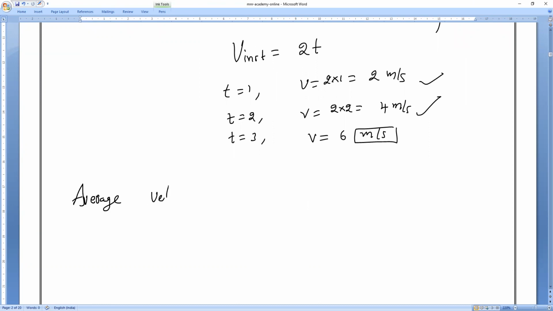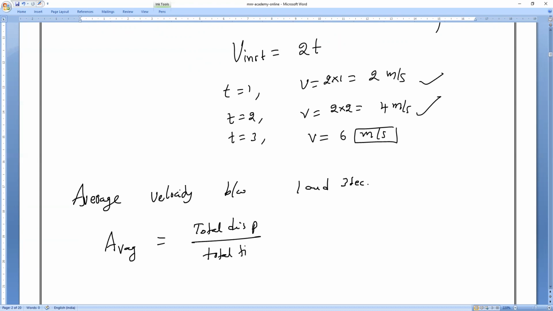Next, find the average velocity between 1 and 3 seconds. Everybody, be very careful, 1 and 3 seconds. What is the average velocity formula? I already taught you. V average is equal to total displacement divided by total time taken. I'm asking only 1 and 3 seconds. So what will come? S3 minus S1 divided by T3 minus T1.